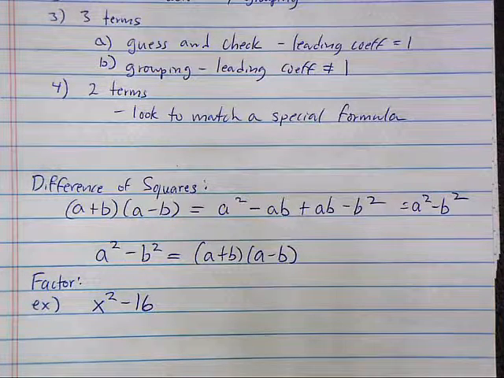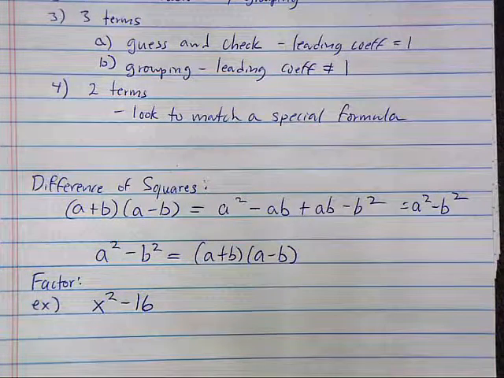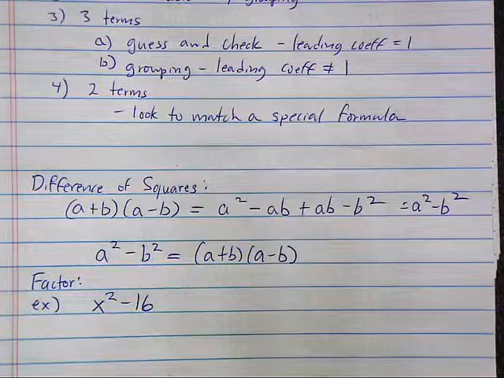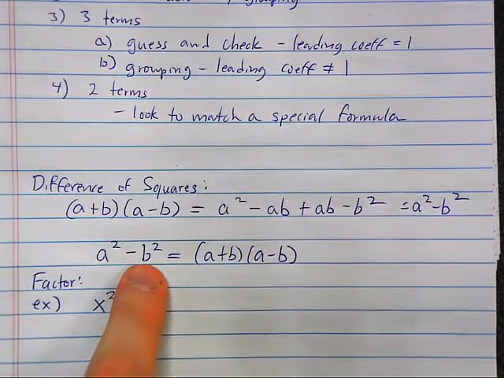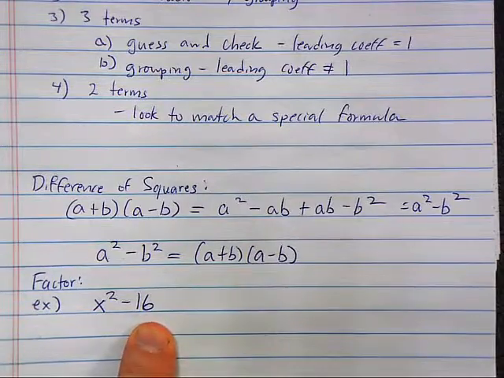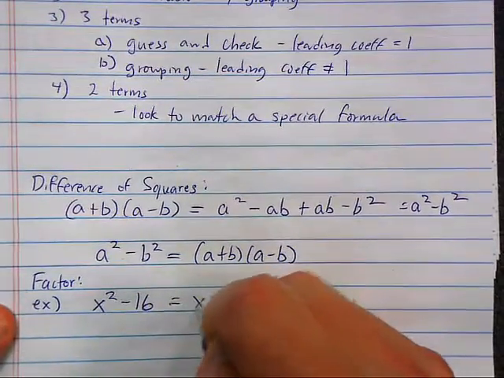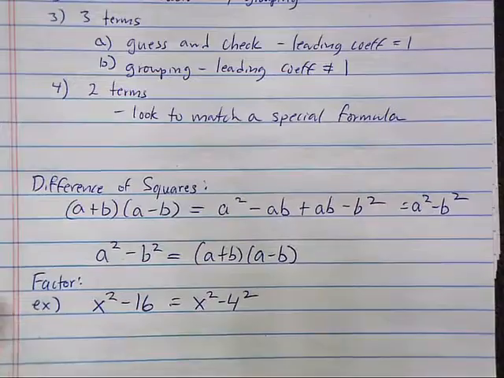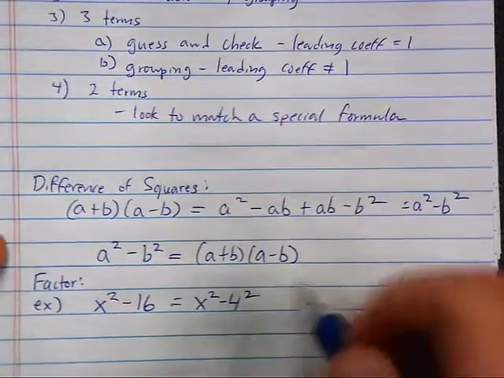How many terms are there? There are 2. So now you ask yourself, does it fit into a formula we know? Well, at this point, the only formula we know is square minus square. Does this one fit square minus square? Yes. In fact, it's x squared minus 4 squared. 16 happens to be 4 squared. So that's going to factor how?